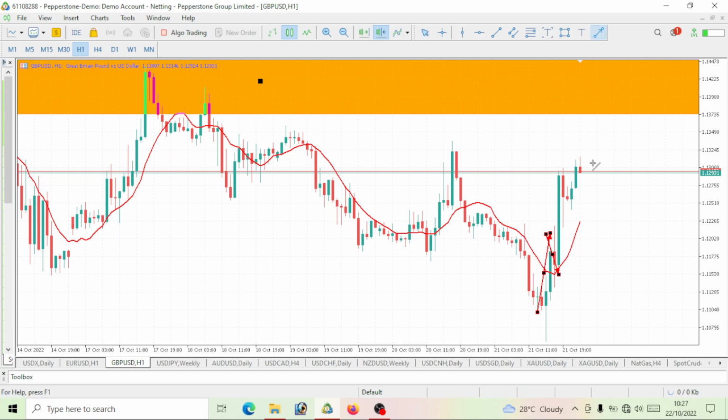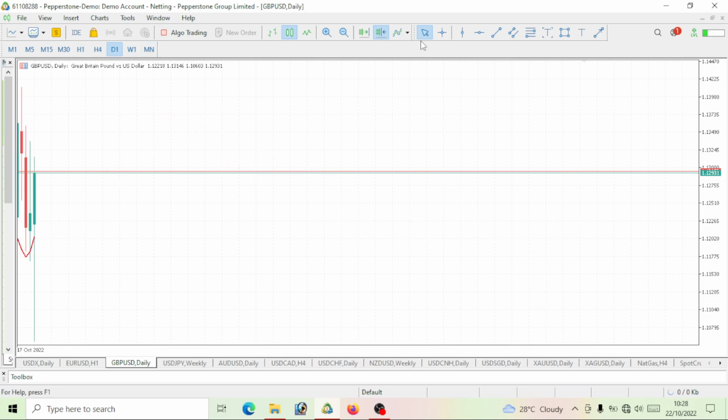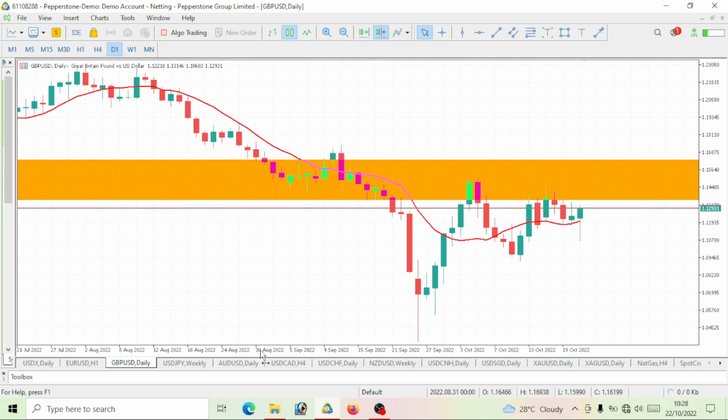Take a look at this impulse move upward. Here is a correction, another impulse move. Now we've gotten a correction, and now we are expecting an impulse move. Let's see that impulse move happen, then a bearish move will finally be made on GBPUSD. So this week on GBPUSD, we will close bearish.